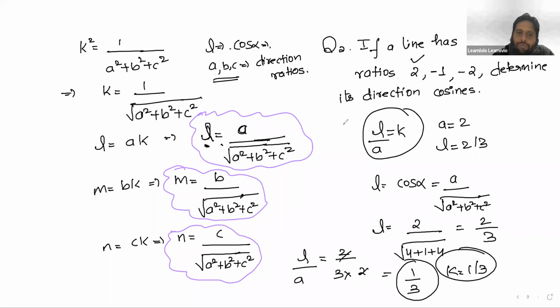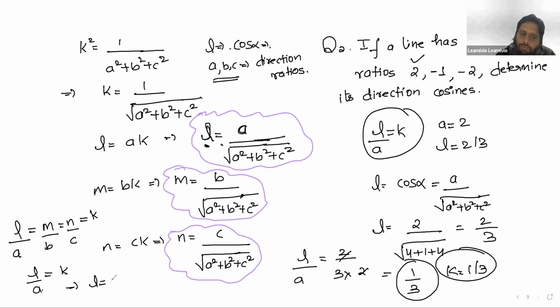Now, I told you this one that if you will find L by A, you will find M by B. If you will find N by C, then this will always give you a constant K. Why it is coming in numerator? Because I have used this relation. L by A is equal to K. So shift this A to here. So L is equal to AK. That's why A is coming in the numerator. From this relation only, we have moved up to here.